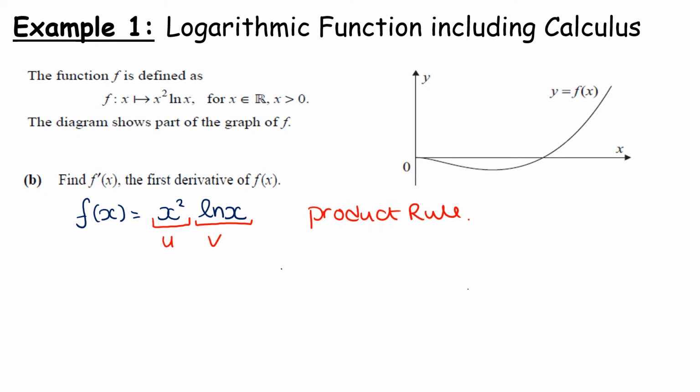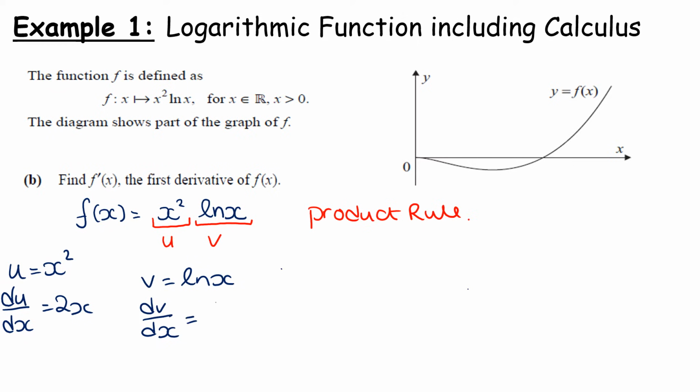So I start with my u, which is x squared, and I differentiate it. So du dx, and that gives me 2x. I start with my v, which is the natural log of x. Go to your log tables if you need to, if you don't know how to differentiate the natural log of x. It's 1 over x. Don't assume that everything is bring down the power, take 1 away from the power, because it's not.